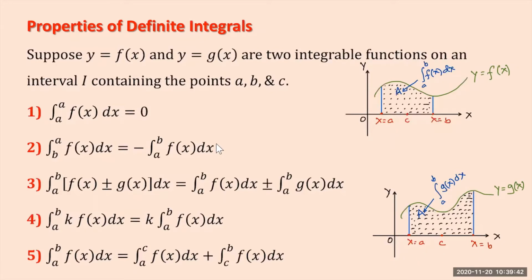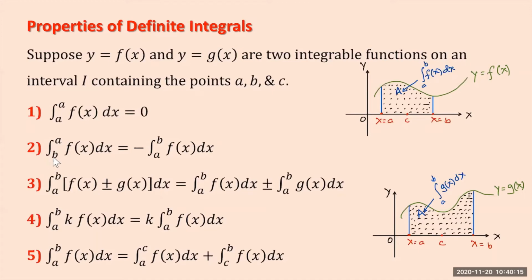First property, integration from a up to a of f of x with respect to x is 0. You know that the definite integral from x equal to a to x equal to b is the area under the curve. When this b is very close to a, if b comes very close to a and overlaps with that a, then the area will be 0. That's why integration from a through a of f of x dx is 0.